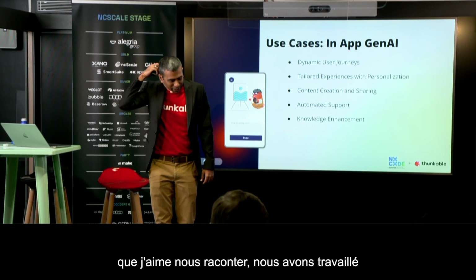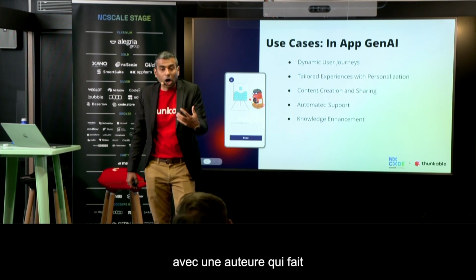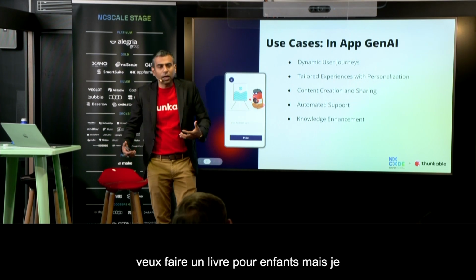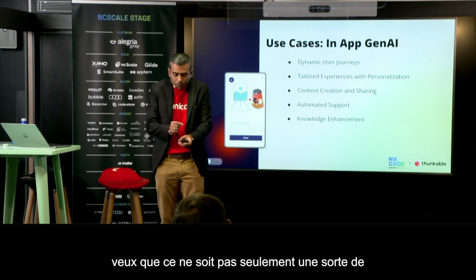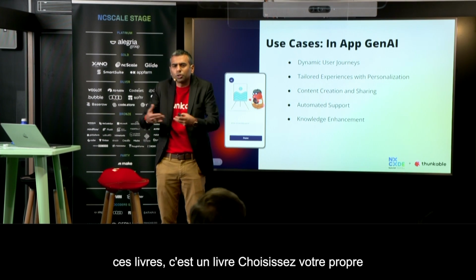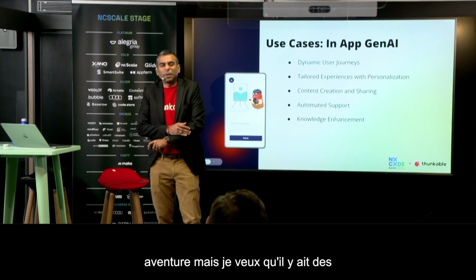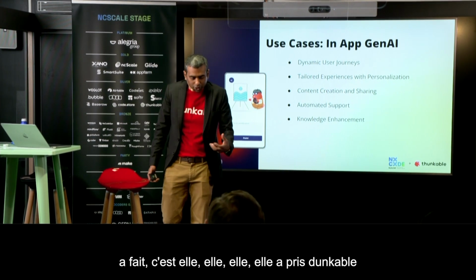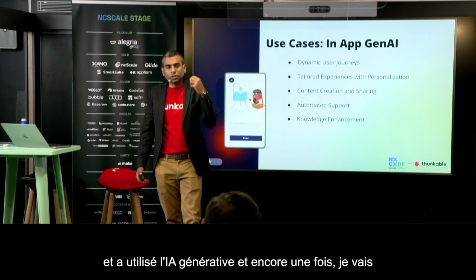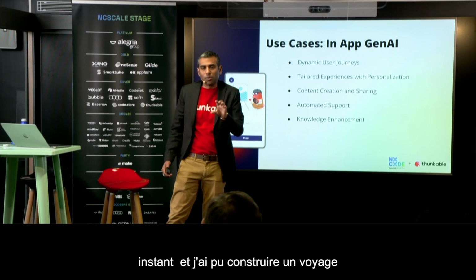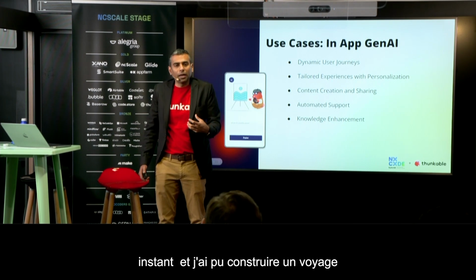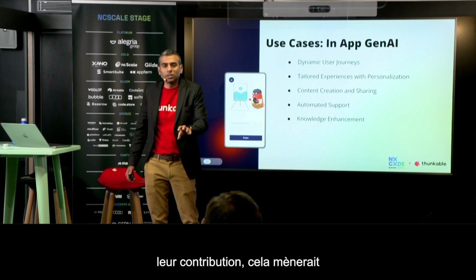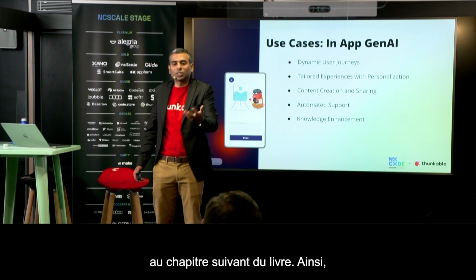One of the stories that I like to tell is we worked with an author who makes children's books. And she came to us and said, hey, I want to make a children's book, but I don't want it to be just one of these choose your own adventure books. I want there to be endless possibilities. And so what she did is she took Thunkable and used generative AI, and again, I'll walk you through how you do this in a moment, and was able to build a journey for the kids where, depending on what their input was, that would lead to the next chapter in the book.